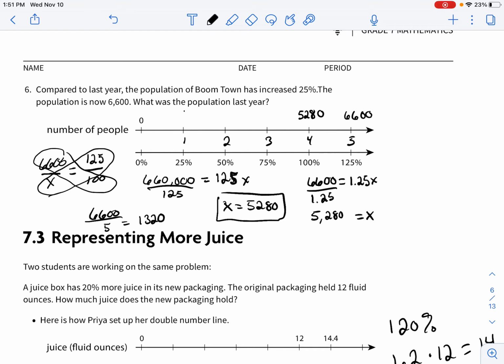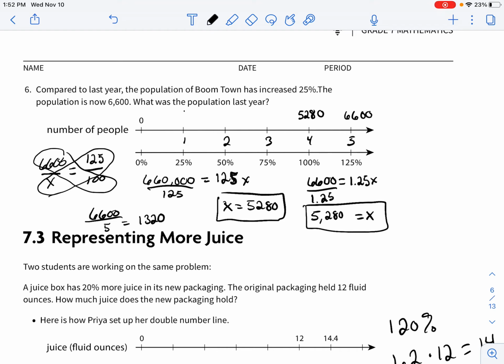Another way you could have done this, excuse me. Once again, 66 is equal to 1.25 times the original. So to undo the multiplication, you divide. So you divide 66 by 1.25, and once again, you get the same answer here.